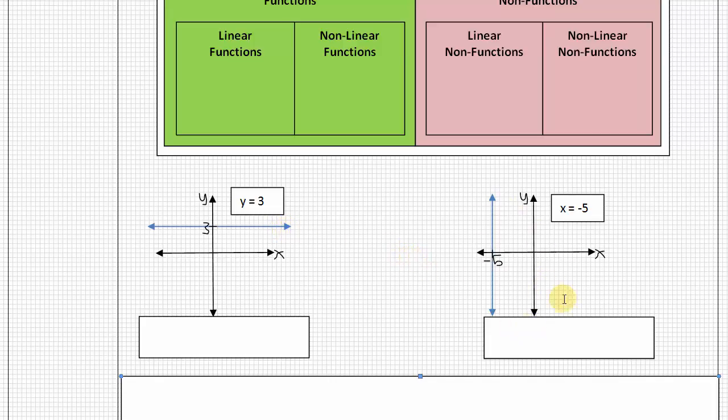Over here, we have the equation x equals -5. You'll notice in this equation there's no y value. And interestingly enough, the graph that comes out of that is a vertical line. It has an x-intercept, and the x-intercept is -5. But anytime we put -5 into this relationship on this graph, we're going to get any possible y value.